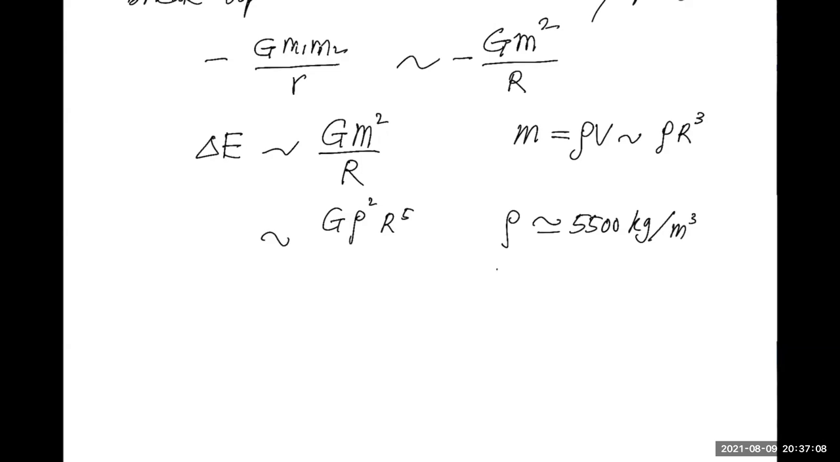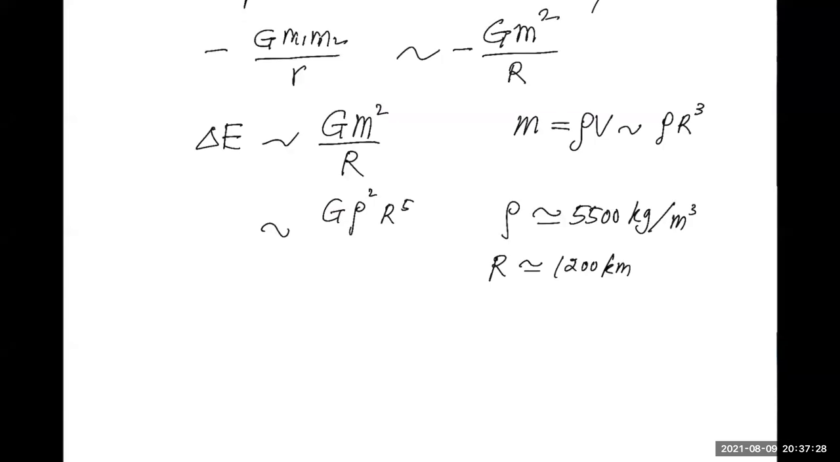And R, the size of Texas. If you Google the size of Texas, you find it's about 800 miles or so. So I would say it's about 1,200 kilometers. I mean, it's not a perfect square, but that's roughly the size. Okay, so plug these numbers in.